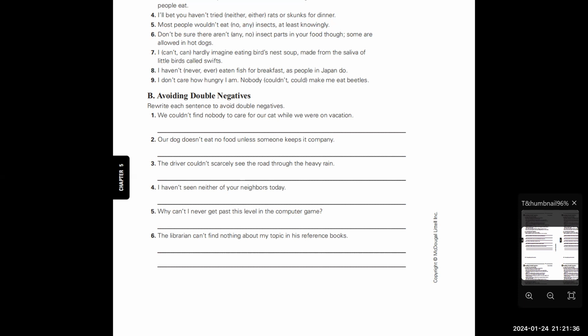Why can't I ever get past this level in the computer game? Okay, that's correct. Number 6. The librarian can't find anything about my topic in his reference books. Okay, that's correct. Very, very good.